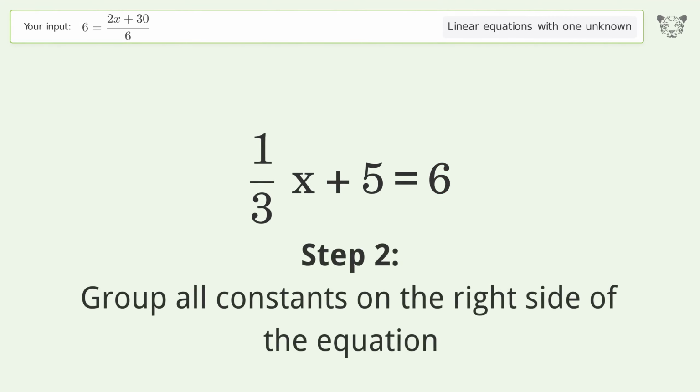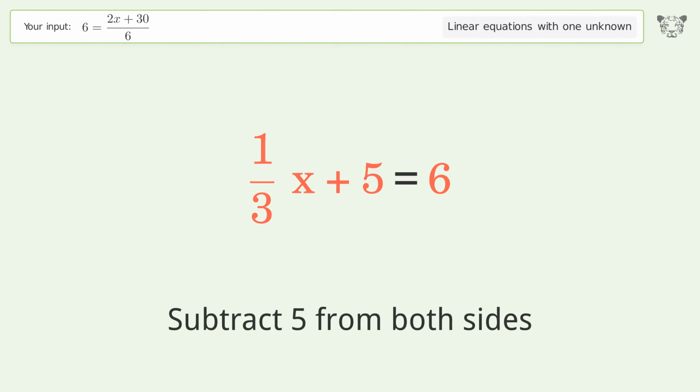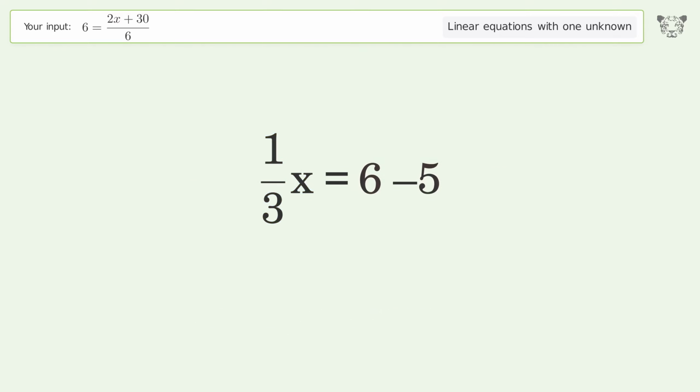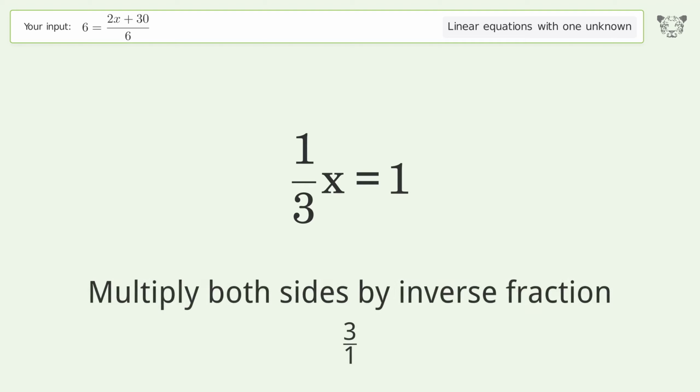Group all constants on the right side of the equation. Subtract 5 from both sides. Simplify the arithmetic. Isolate the x. Multiply both sides by the inverse fraction 3/1.